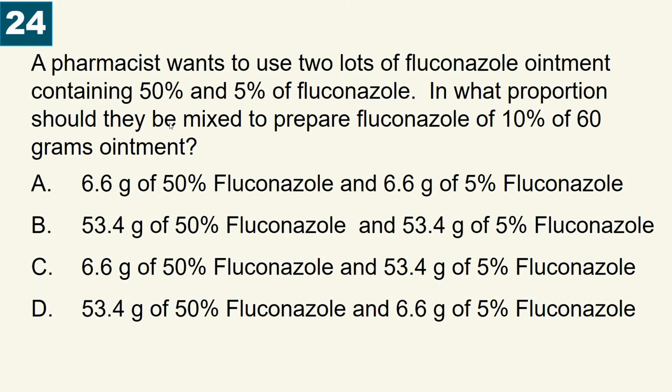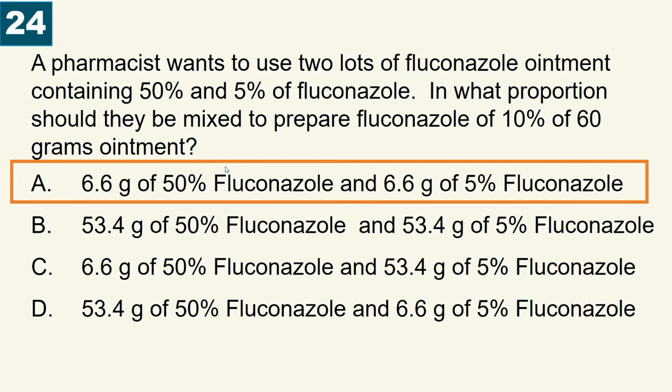A pharmacist wants to use 2 lots of fluconazole ointment which contain 50% and 5% of fluconazole. In what proportions do they mix to prepare fluconazole 10% of 60 grams? Correct answer is 6.6 grams of 50% fluconazole and 53.4 grams of 5% fluconazole. Mixing them will produce new concentration 10% of 60 grams.